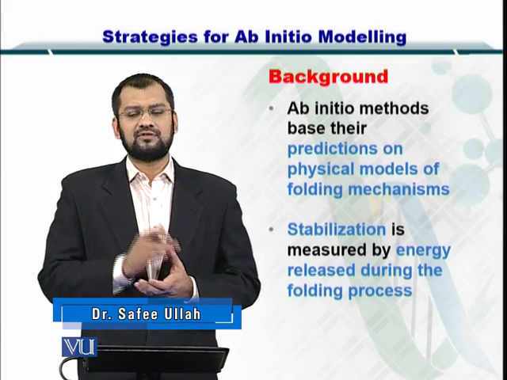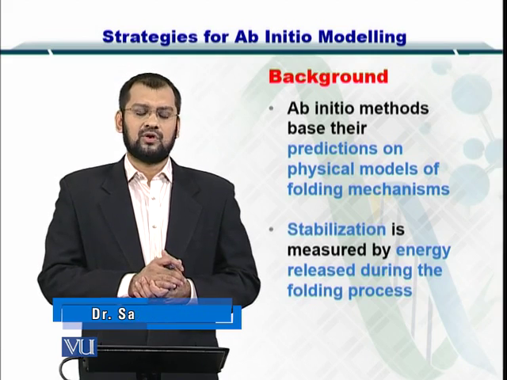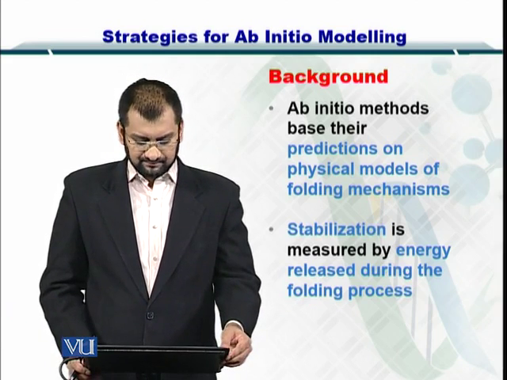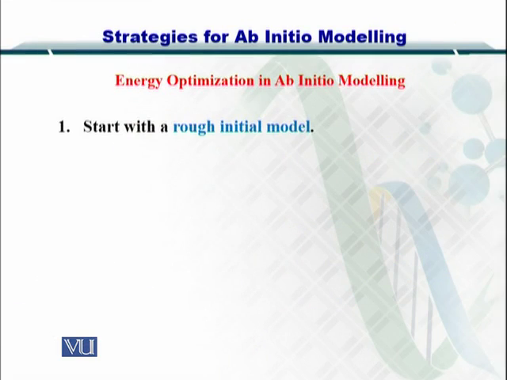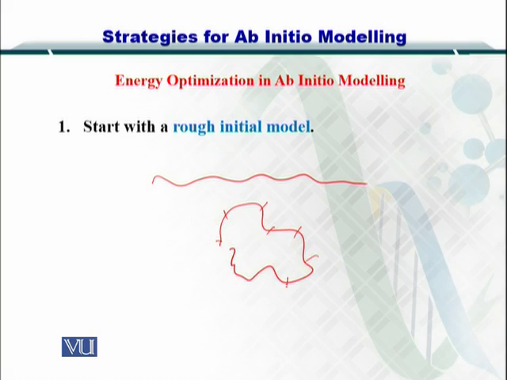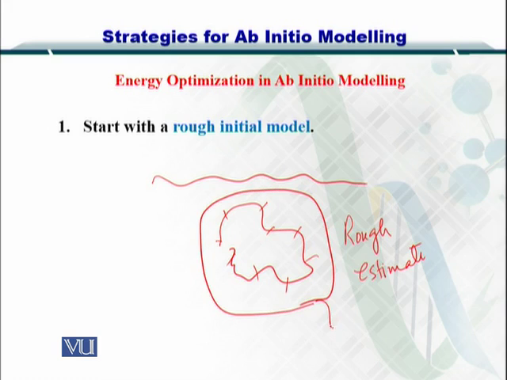But there are cases where the most stable structure is biologically not plausible. So you have to validate them. Okay, so towards the strategy, the first step is that you have to start with a rough initial model. What this means is that if you have this sequence, then you have to fold it in some unique way that is just a rough estimate. Once you have created a rough estimate of the structure, you can utilize this structure towards optimizing it.